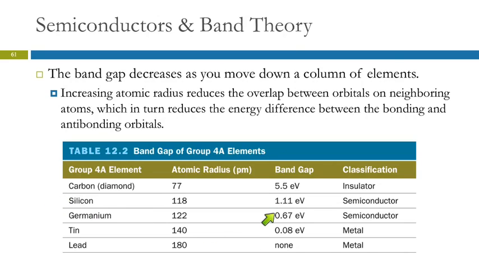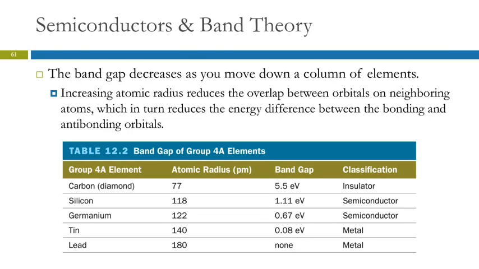Silicon has a smaller band gap, 1.11 electron volts. It's considered a semiconductor because it's kind of in between. Germanium is also a semiconductor. Its band gap is 0.67. And then tin and lead, tin has a very small gap, 0.08. That's not really much of a gap, and so that's a metal. And then lead has no band gap, and so that's a metal.